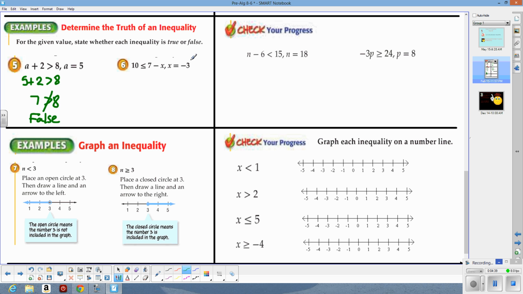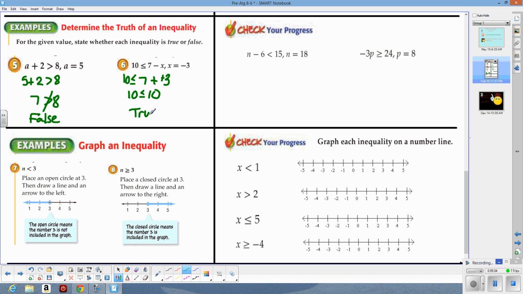Next up, we're going to plug in negative 3 for x. So 10 is less than or equal to 7 minus a negative 3. Well, 7 minus a negative 3 is really 7 plus 3. Is 10 less than or equal to 10? Well, it is equal to 10, so therefore it is true.